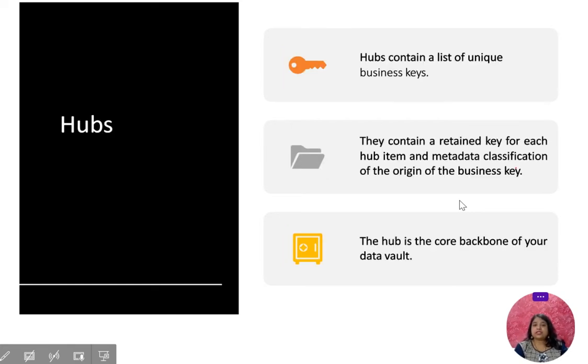A hub contains a list of unique business keys. They contain a retained key for each hub item and metadata classification of the origin of the business key. That means for each item, there's a unique business key, and the hub is the core or the backbone of the data vault. It is basically what creates the links.